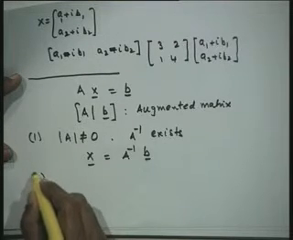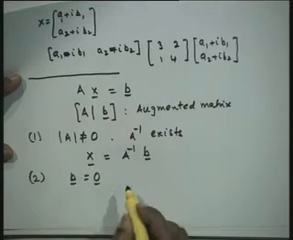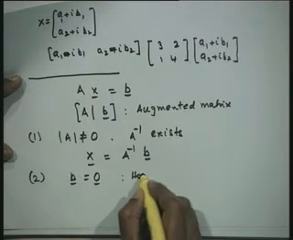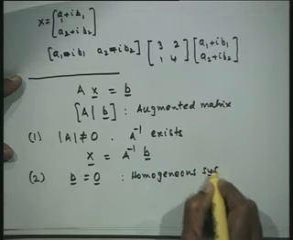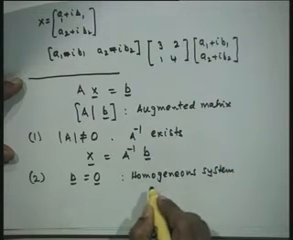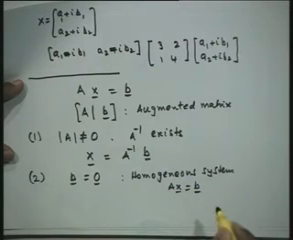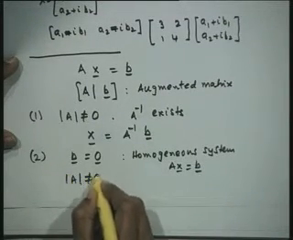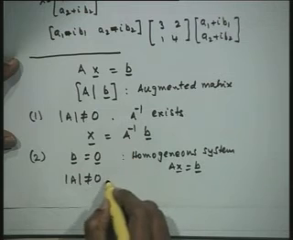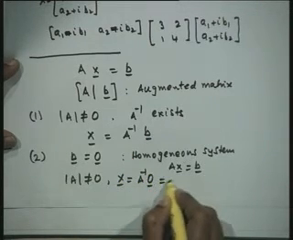Now, secondly, if the right hand side is 0, that means it is a homogeneous system, Ax is equal to B with B equal to 0. Then if the determinant of A is not equal to 0, by this definition we will have x is equal to A inverse into the null vector. So, that is equal to 0.